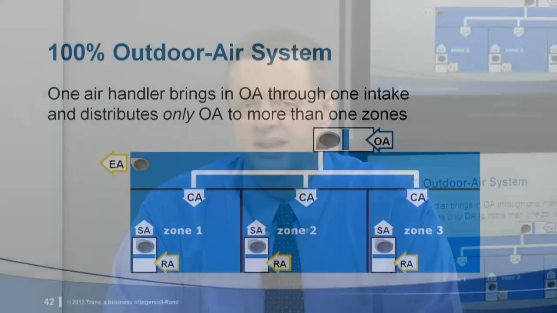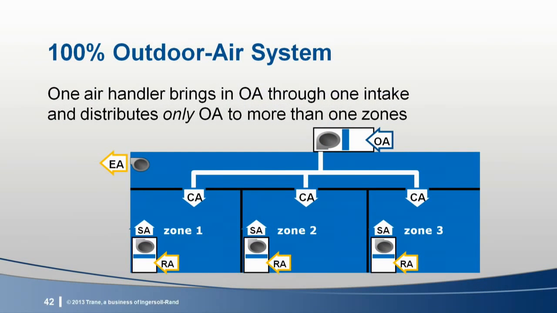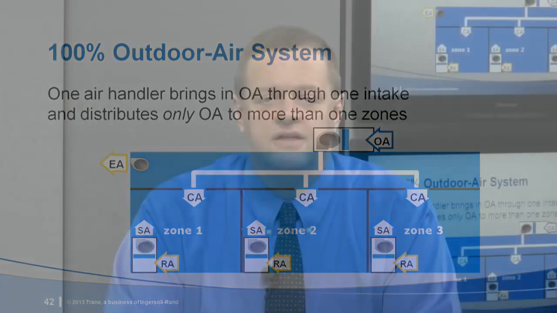In a 100% or dedicated outdoor air system, one air handler serves the ventilation needs of more than one zone. Outdoor air enters through the intake and is then delivered to the zones without mixing it with any recirculated air. That is, the dedicated outdoor air unit delivers only outdoor air, not a mixture of outdoor air and recirculated air. Local units then handle the cooling or heating loads within each zone. These local units are typically fan coils, water source heat pumps, small DX split systems, or VRF terminals. Or they might be small rooftop units, chilled beams, or even radiant ceiling panels.